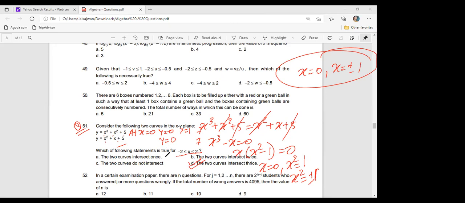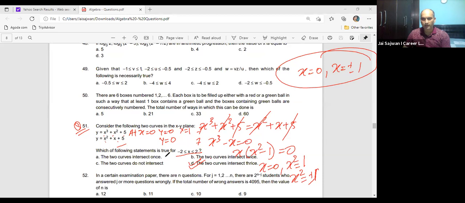Sir, so there are 3 roots of the equation, hence the graph will intersect thrice. Sorry, I think you joined late. I have been telling it. These are not the roots. They are points of intersection. Root means y should come out to be 0.